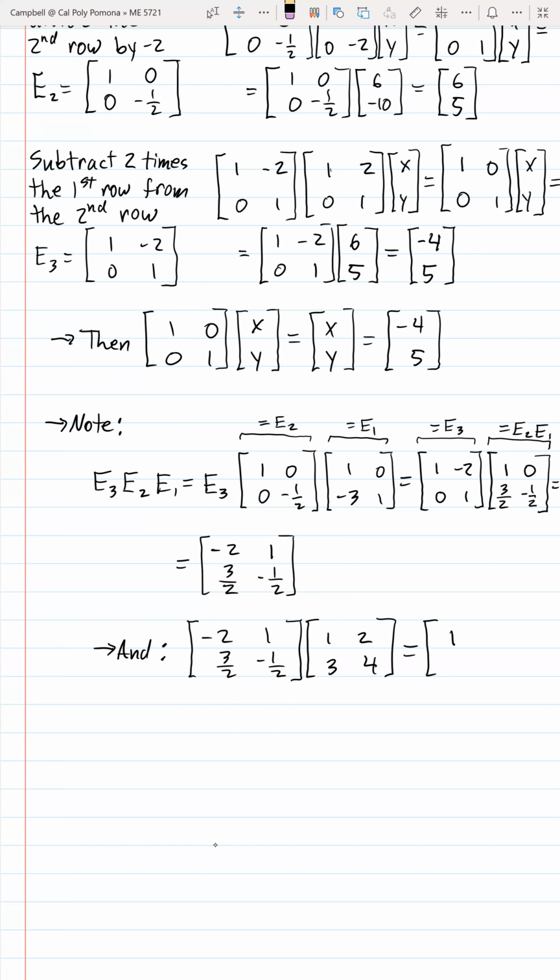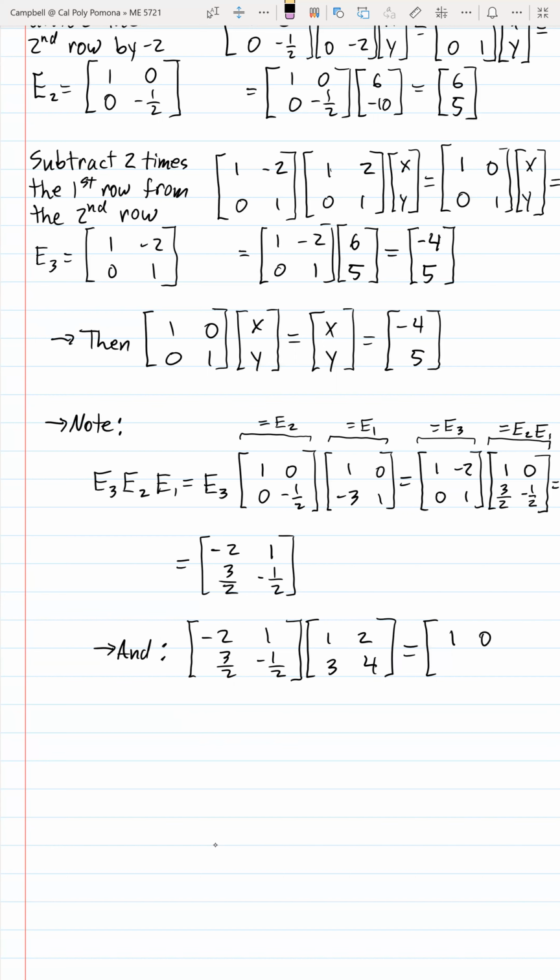That obviously is going to give me a 1. Now for the next row column, we get negative 2 times 2 plus 1 times 4. Well, that's negative 4 plus 4. That's obviously going to be 0.